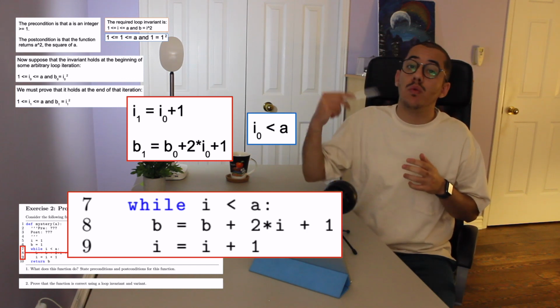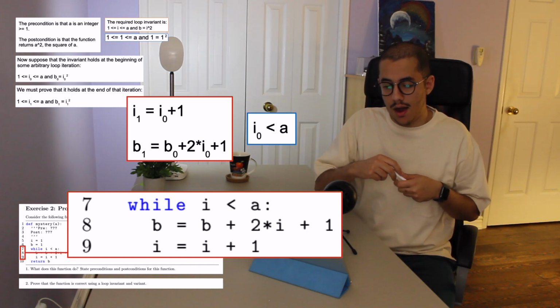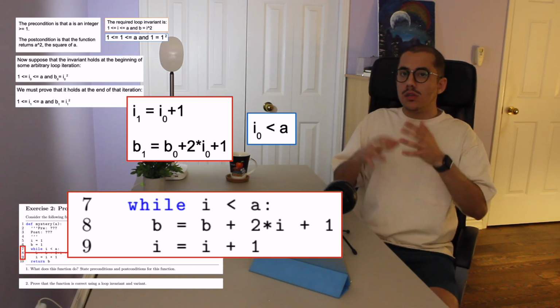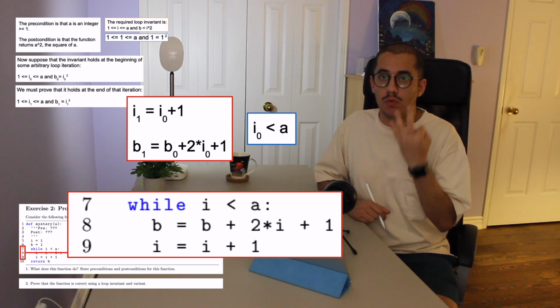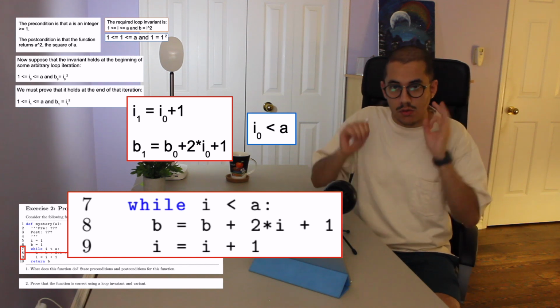Because if it wasn't, then it wouldn't go into the loop. So we also know that. Now, let's look at the loop invariant. We're going to break it down to 3 parts. I know it looks like 2 parts, but let's break it down to 3 parts.